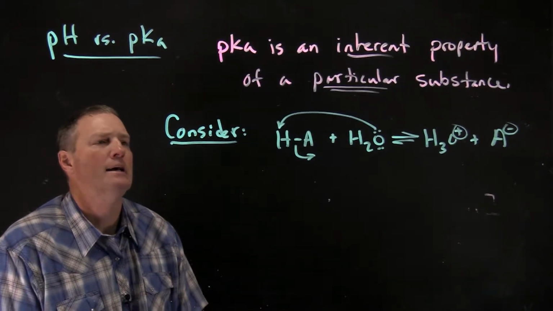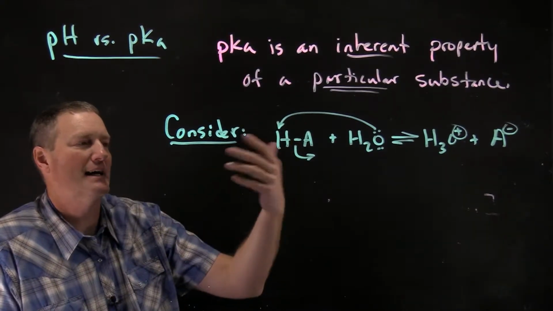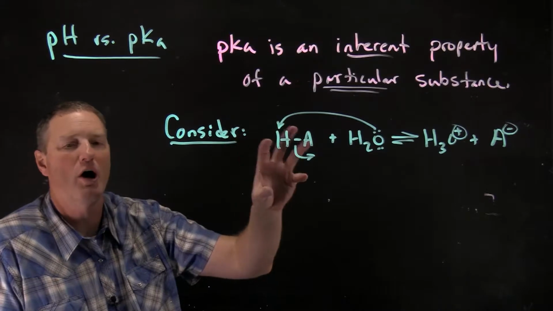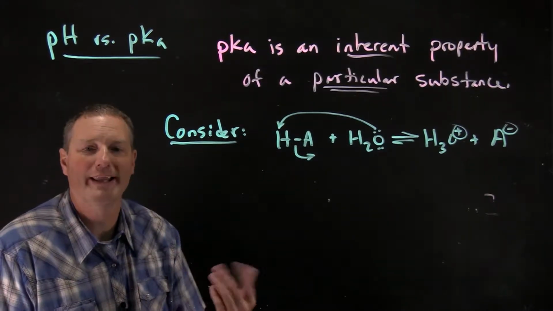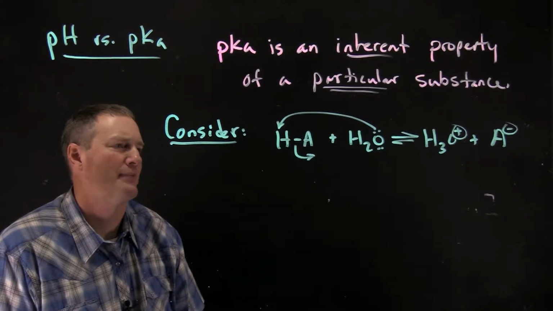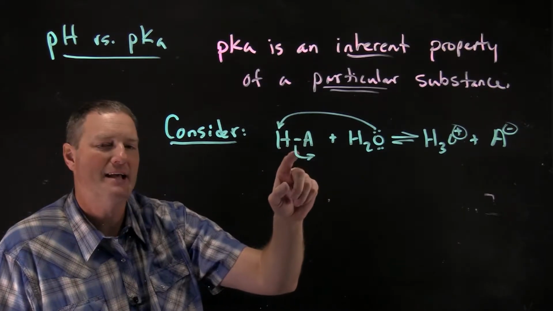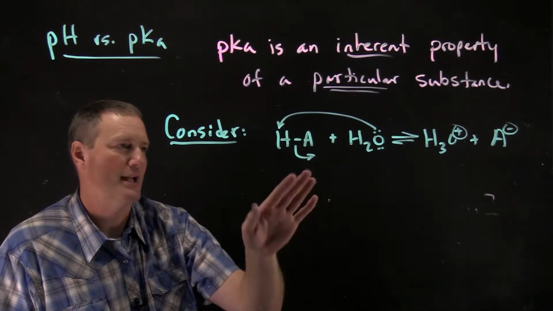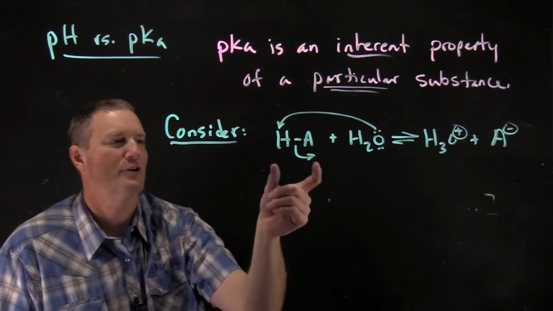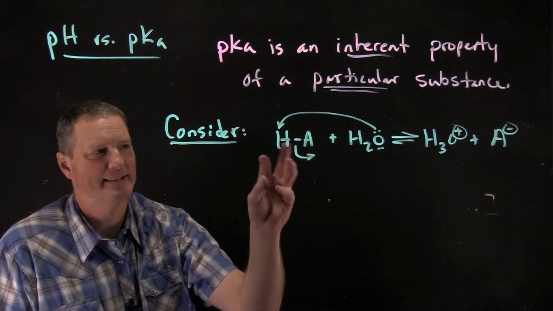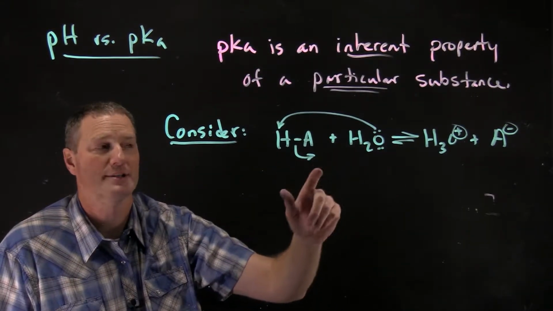So what pKa is really doing, it's giving us an indication of how strong this particular acid is at giving up its proton, or how willing it is to give up that proton. So if the HA, the acid, is very willing to give up its proton, it would shift the equilibrium over more towards the products. Conversely, if HA was a very weak acid and didn't really want to give up its proton very much, that would actually shift the equilibrium back towards the left.